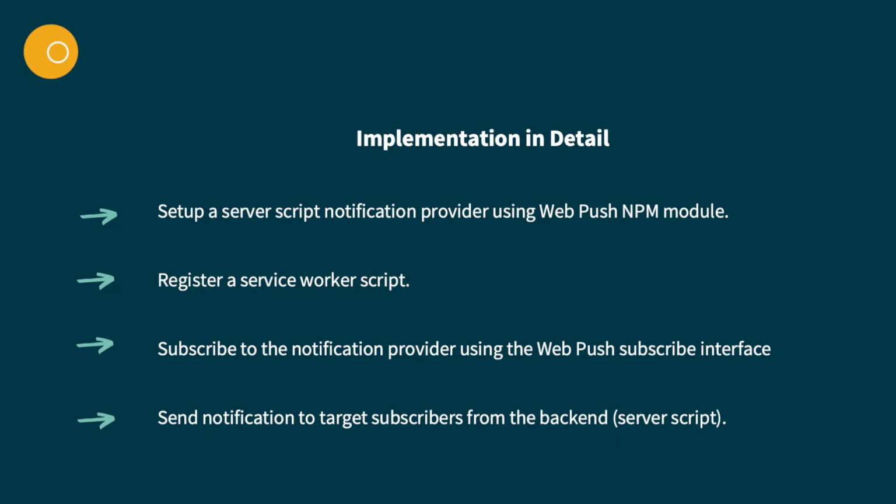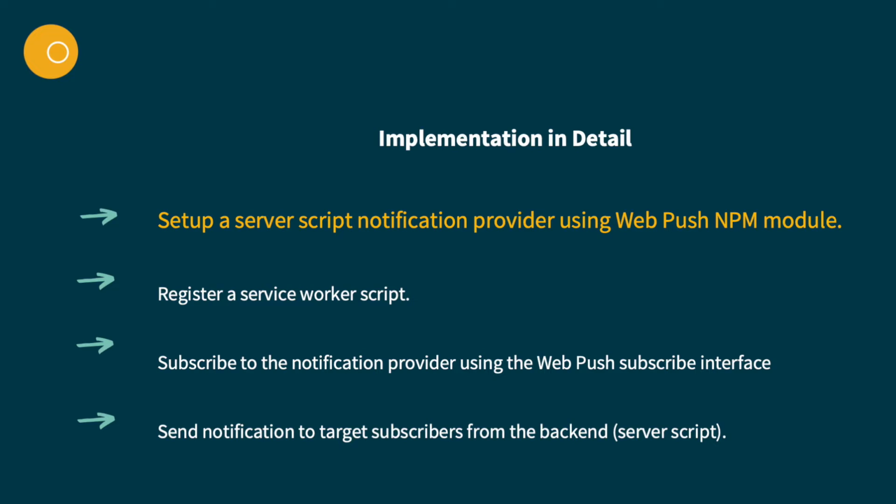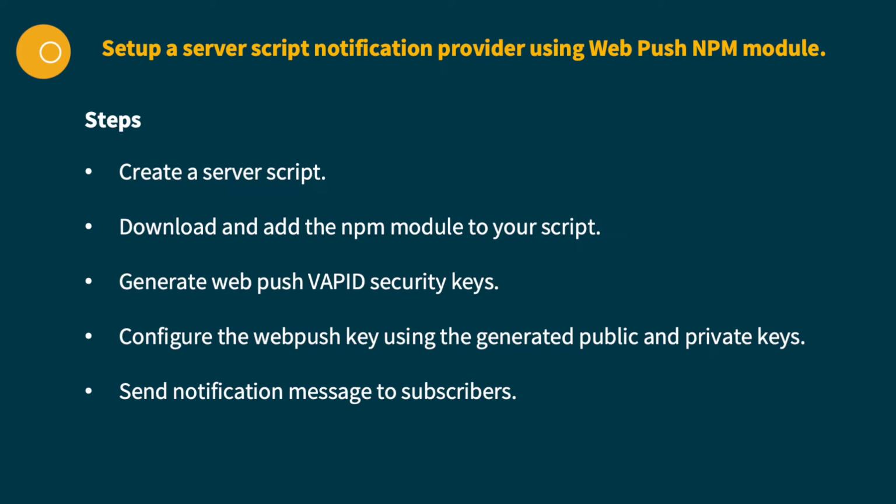So now that the core structure of our apps is set, let's dive into setting up the web push notification. So here, as you can see, is the implementation details. I have divided this into four major steps with sub-steps in each of them. So we'll go over step one, which is to set up a server script notification provider using the web push npm module. So here are the sub steps for step one.